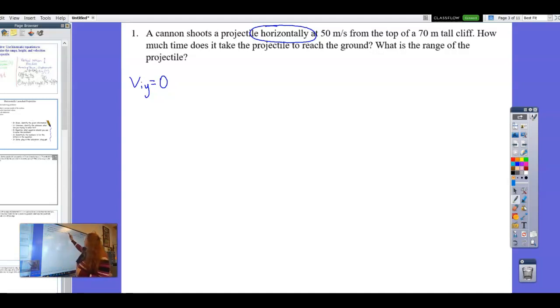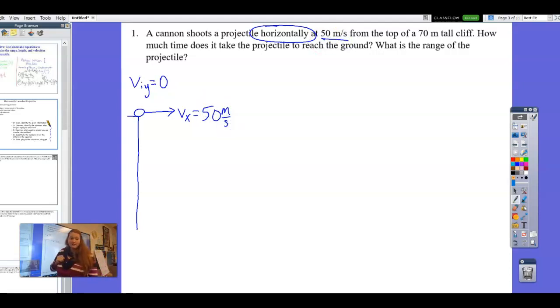So, a cannon shoots a projectile horizontally at 50 meters per second from the top of a 70-meter tall cliff. How much time does it take the projectile to reach the ground? What is the range of the projectile? So, I'm going to start by drawing a picture. And the projectile is going to start up here, and it's launched horizontally. Because it is launched horizontally, that means it has a horizontal velocity. This is given to us. Vx equals 50 meters per second.